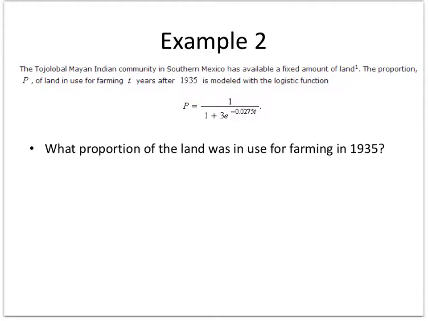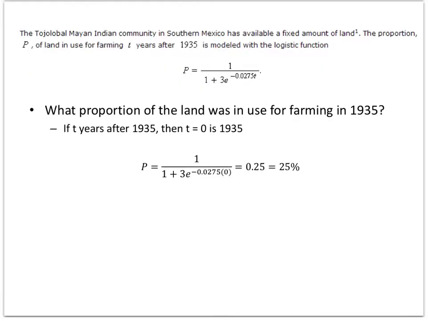What proportion of the land was in use for farming in 1935? One fourth. One fourth? Where did you get that from? Because it said they wanted the proportion, so it started from 1935, so you put t at 0. Yeah, one fourth.